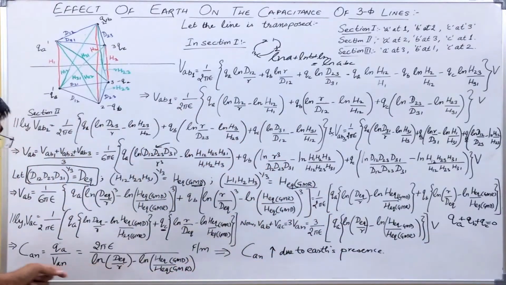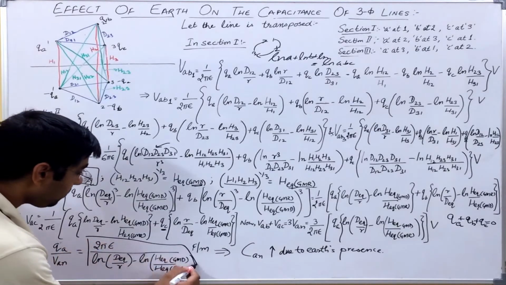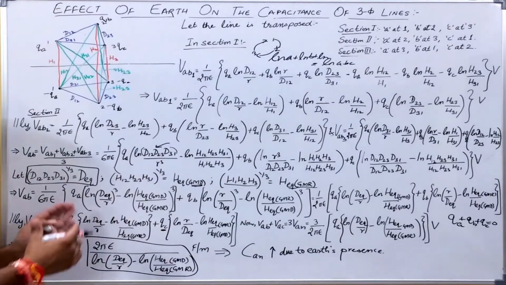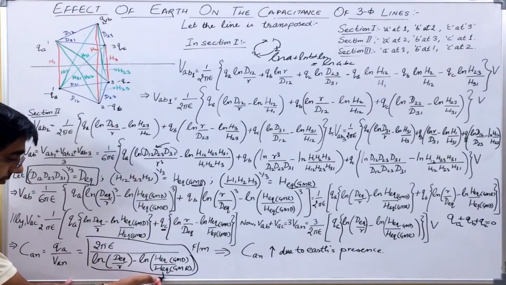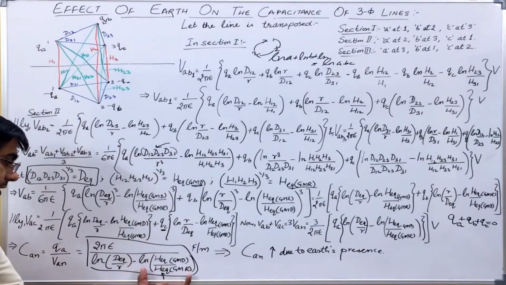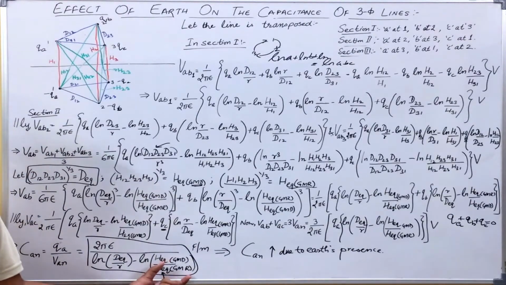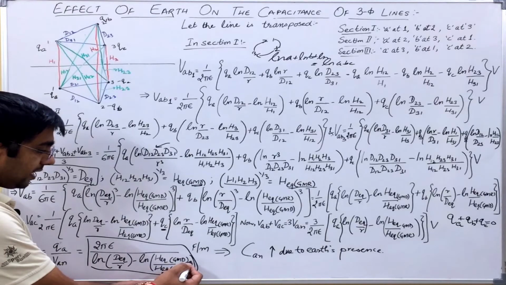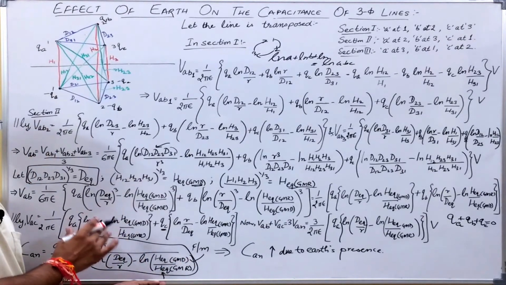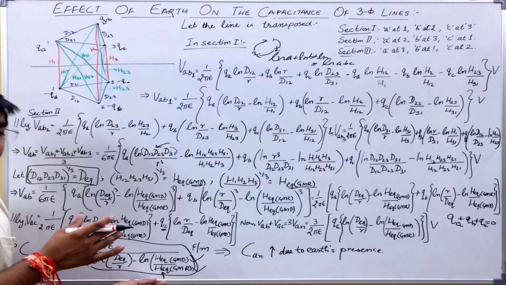So in this way I can write the value of capacitance of phase A to neutral as QA by VAN, and this formula will come out. You see, the formula is the same, the only difference is that the capacitance increased by this factor, that is we have to subtract this factor from the denominator, and this factor depends upon the mutual GMD between the conductor and other images and the self GMD between the conductor and its image.